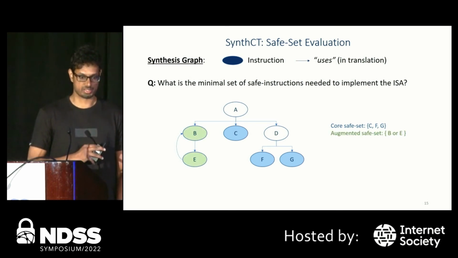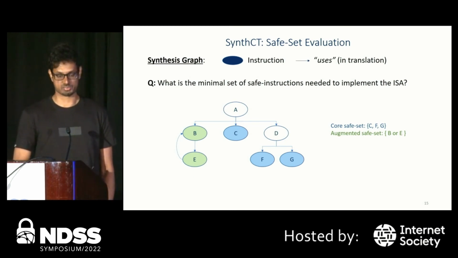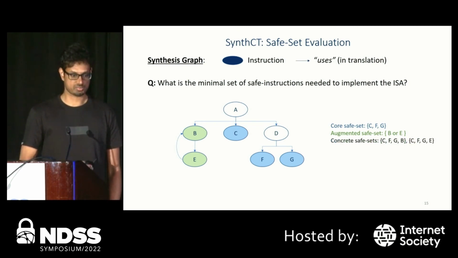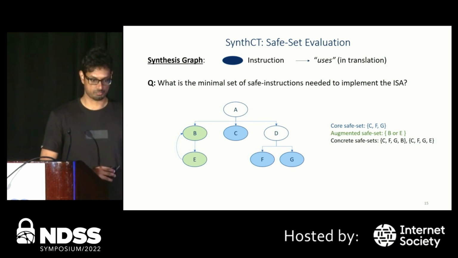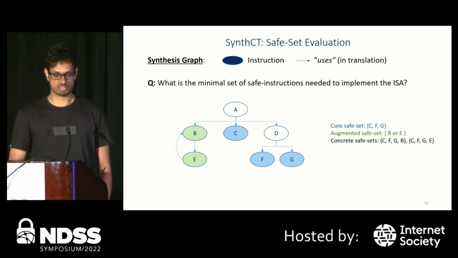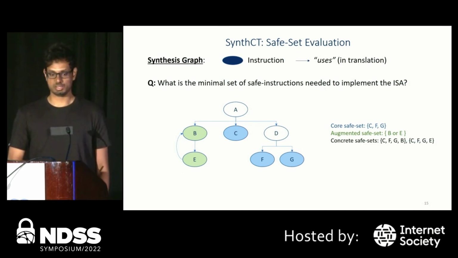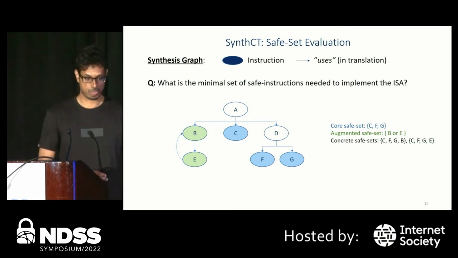These loops represent choices. That is, either B or E, but not necessarily both, need to be part of the safe set. I will call this the augmented safe set. Using this concept of core and augmented safe set, we can generate not just one, but many different concrete safe sets. In this example, there are two such concrete safe sets, CFGB and CFGE. As you can see, both of these are minimal. That is, they can be used to implement the entire ISA, but removing any instruction from either of these sets means that there's at least one instruction we cannot implement using the safe set.